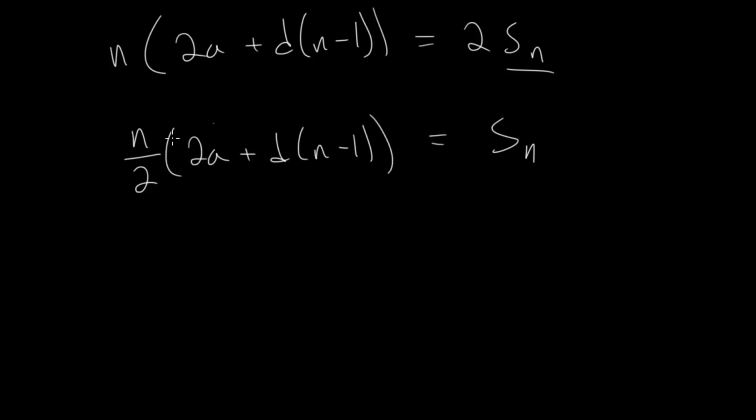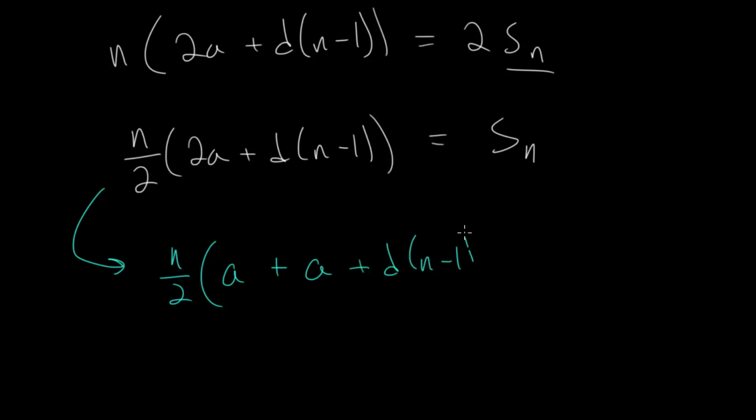And this is one way to look at the formula. Another way to look at the formula is if we pull out one of these a's. So let me just rewrite it and then we'll make sense of it. So we have n over 2, we have a plus d times n minus 1.